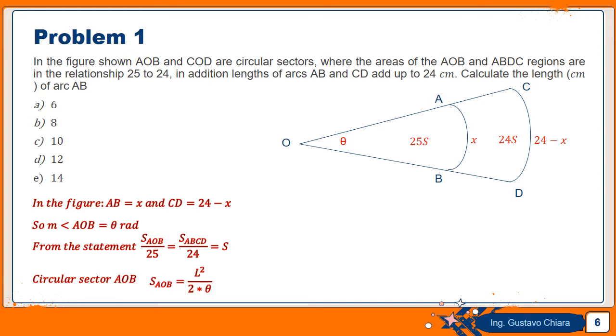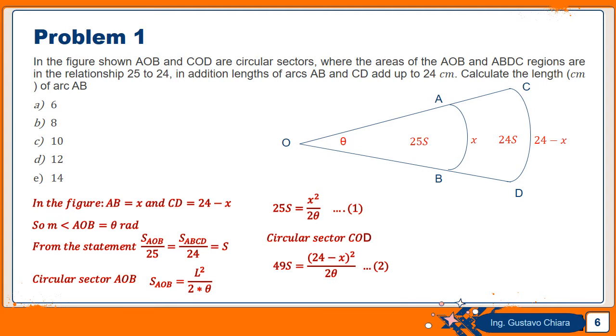So remember that for the circular sector, the expression that we need to use is the formula that uses the length of arc and the angle. And this expression is this: the area of AOB is equal to the length of arc squared divided by 2 theta. Well, replace the values, so we get that 25s is equal to x squared divided by 2 theta.